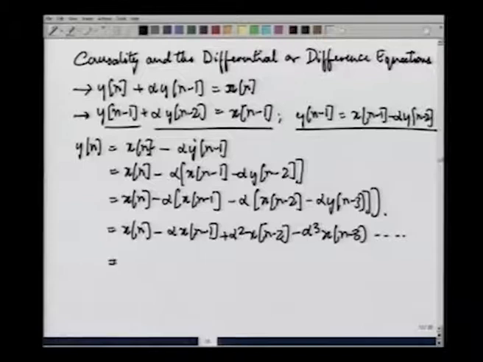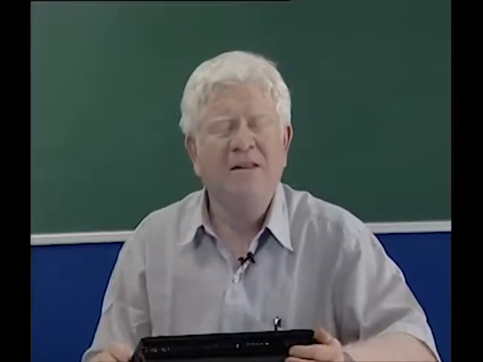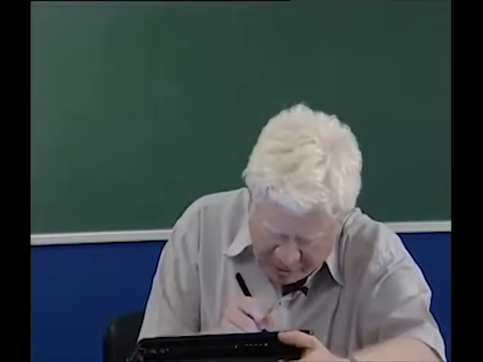to get the final form of the relationship between y and x expressed purely in terms of x, a recursive equation. y[n] is equal to the summation as k goes from 0 to infinity of minus 1 to the power k alpha to the power k x[n-k]. Now that you have this relationship between output and input, where the output has been exorcised from the right hand side, you can apply the definition of impulse response.